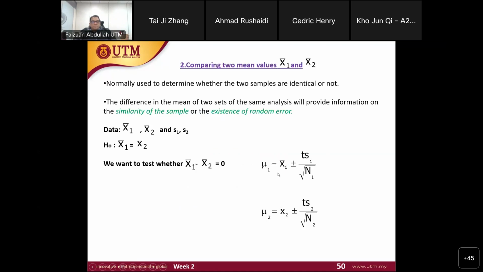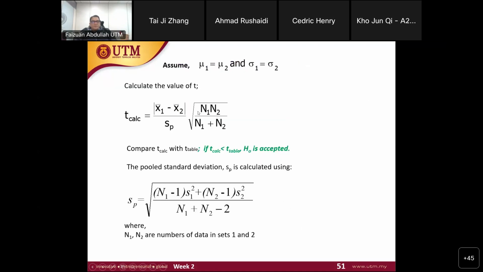Okay, because of this one, and also the assumption of mu1 equal to mu2. So the equation comes like this: x1 minus x2. Remember, this is special for when we compare two sets of data, either random error is there or not.